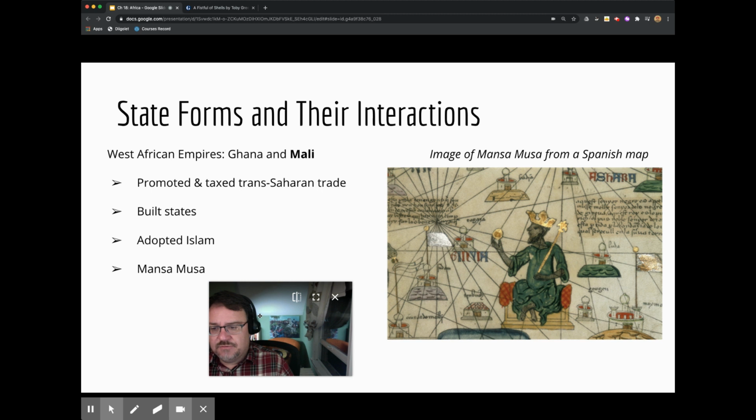In terms of state forms, the most important new states to read for are West African empires that were part of this gold and salt trade. An important thing to know is that the gold and salt were not mined in Mali, as an example. So Mali would be the most prominent example of an empire from this time period. And Mansa Musa, or Emperor Moses, would have been one of the most famous rulers from this time period. So you really want to commit those to memory: Mali, Mansa Musa.